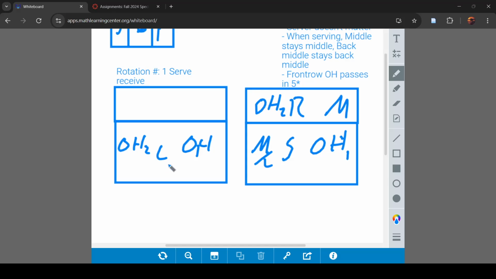Now, the rules for the setter mean that the setter has to be in between this libero and this outside, right? That's where the setter is. So the setter goes over here. But how can the setter be so tight to the net? It's because they're closer to the net than the right side. So the right side has to go right on the net right there. So the setter's right there, right side's right on the net. And then the middle goes over here.